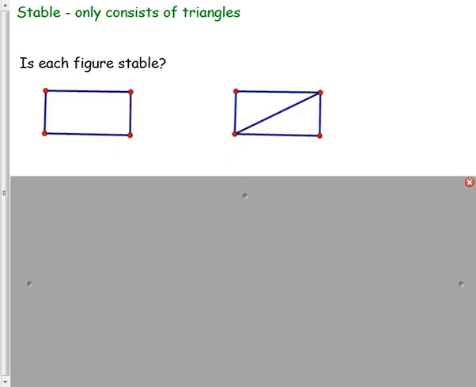So we look at these first two figures and we ask, is each figure stable? It's a simple yes or no question. This first one is not stable because we have 4 sides here with no triangles, so thus it's not stable. This other one on the right here is stable because if I were to trace them, every figure is a triangle. So this one is in fact stable.